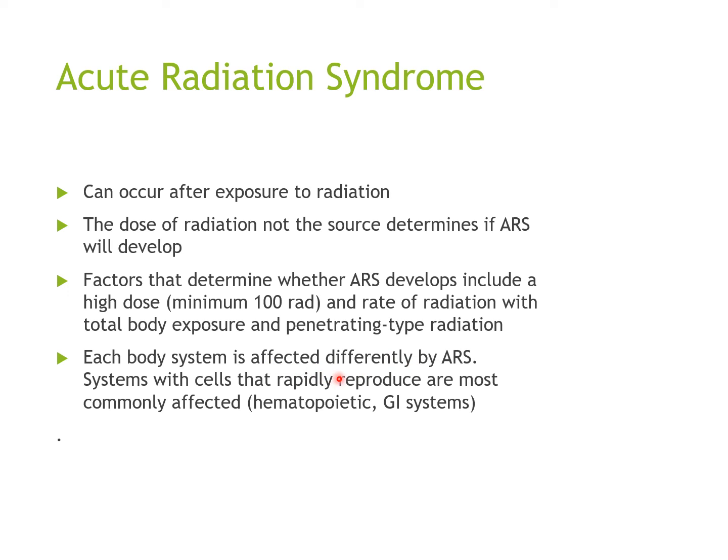Each body system is affected differently by ARS. Systems with cells that rapidly reproduce are most commonly affected, so your blood cells and your GI system. And this is obviously true. We know this about radiation because in cancer patients, when somebody's being treated with radiation, we are going for the cells that are rapidly reproducing or growing, right? That are proliferating. So that is definitely a true statement.